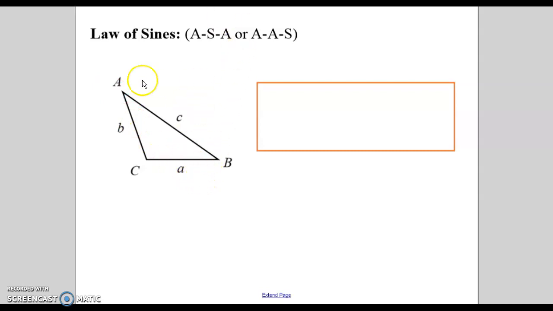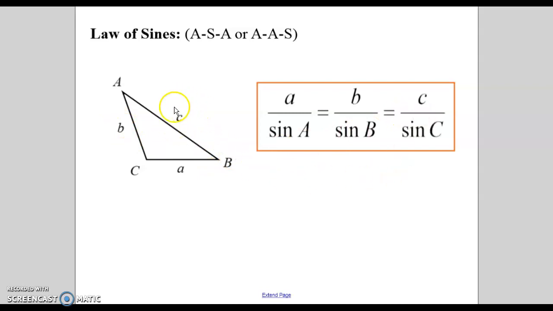And the formula for this triangle is that side length a divided by the sine of angle A, so this side length divided by the sine of this angle, will be equal to side length b divided by the sine of angle B, which is this side length divided by this angle, and that will also be equal to side length c divided by the sine of angle C.